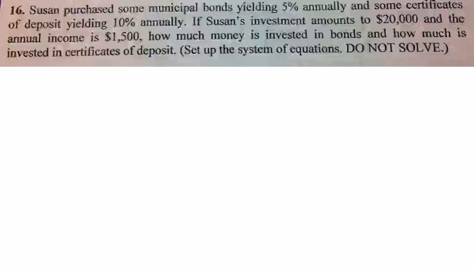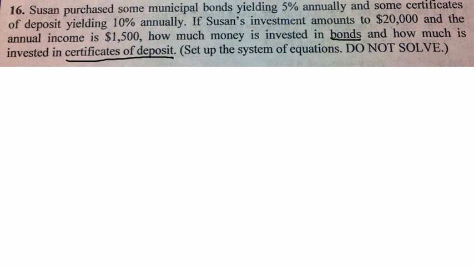So now we're going to work on word problems, where they're going to talk about interest and annually, and you might think, oh, do I have to use the interest formula? No, you don't. Okay? Read through this. It says, Susan purchased some municipal bonds yielding 5% annually, and certificates of deposit yielding 10% annually. If Susan's investment amounts to $20,000 and the annual income is $1,500, how much money is invested in bonds and how much money is invested in certificates of deposit?